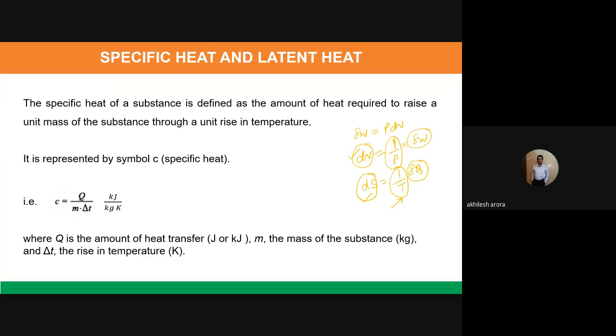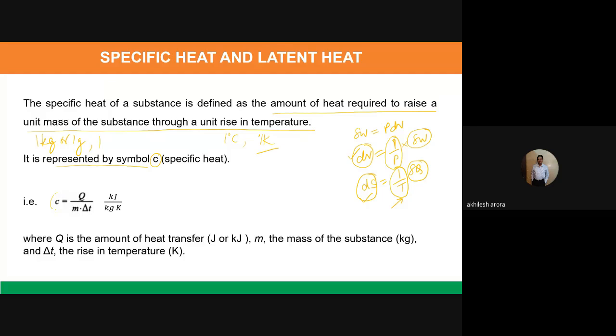Now let us talk about the specific heat and latent heat part. The specific heat of a substance is defined as the amount of heat required to raise a unit mass of a substance through a unit rise in temperature. So I am considering that we have 1 kg or 1 gram or a unit of a substance, and there is a unit rise in temperature, could be 1 degree Celsius, could be 1 Kelvin also, and so on. And we can represent it by a symbol small c, specific heat.